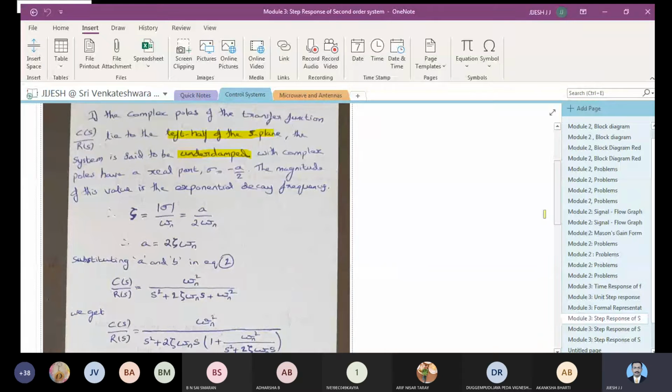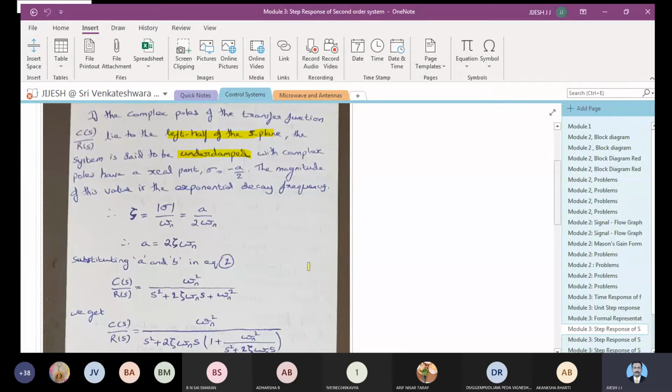So you can write the same equation in this form: omega n square divided by s square plus 2 zeta omega n s, divided by 1 plus this term, omega n square divided by s square plus 2 zeta omega n s. So it is of the form C of s by R of s is equal to g of s divided by 1 plus g of s h of s. So you can see that it is g of s by 1 plus g of s h of s.